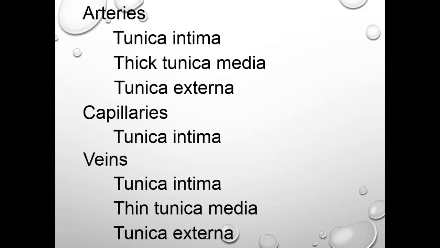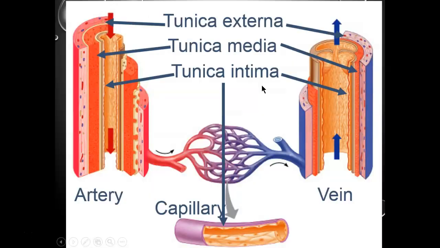And your veins have all three layers again: the tunica intima, a thin tunica media, and of course the outer tunica externa. The significance of this is that that thin tunica media does not allow for as much vasoconstriction, but again your veins are receiving blood after it flows through the capillaries, so that blood is under much less pressure than the blood that is found in the arteries.